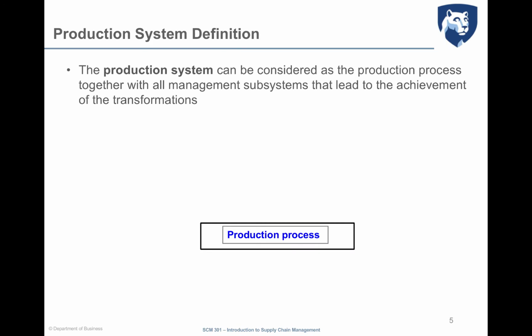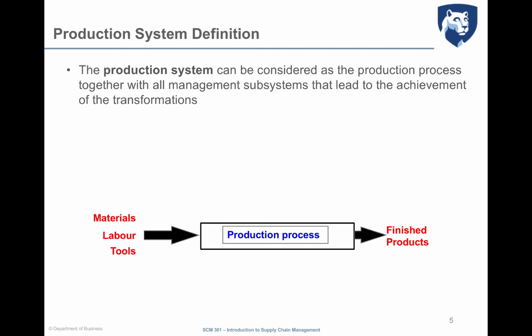So, according to what we have seen, we can define the production system as the system where the production process is implemented together with all the management subsystems that lead to the achievement of the transformation. So the production system is that environment that includes the realization of the activities of the production process, but also all the elements that are needed to realize this production process, meaning in input materials, so raw materials, components, subassemblies, human labor, and tools to make the machineries function properly.